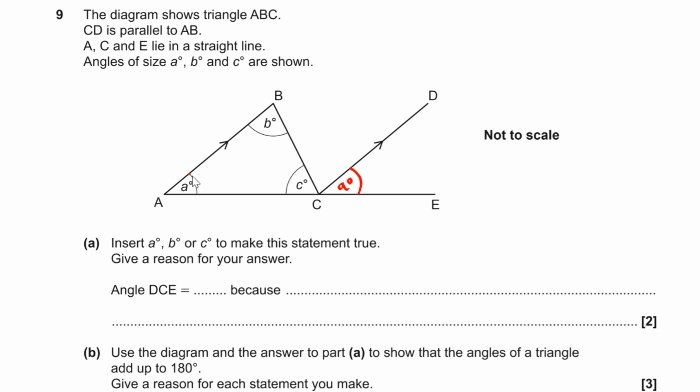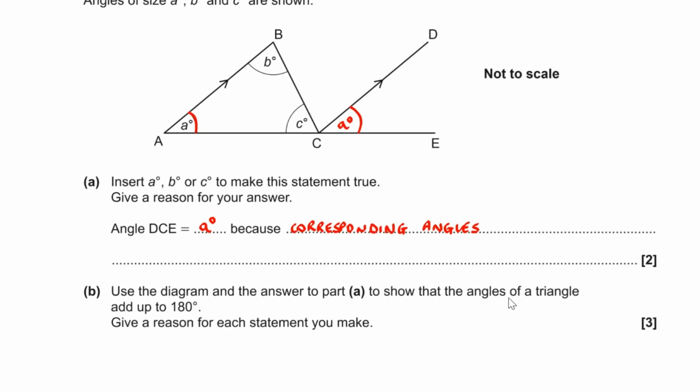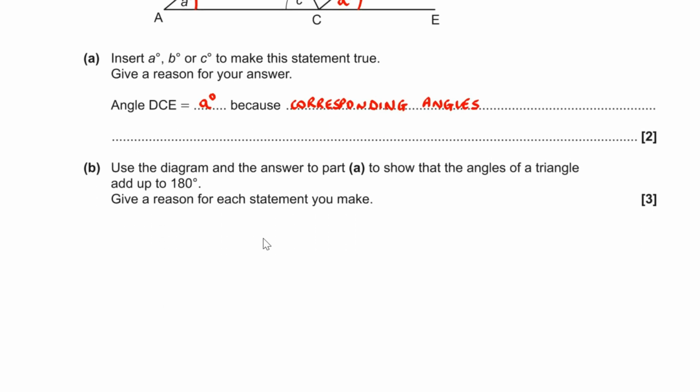So this angle is the same as this angle, because hopefully you can see we've got corresponding angles. So here we've got A degrees because we have corresponding angles. And we have to use the diagram and the answer to part A to show that the angles of a triangle add up to 180. And we have to give a reason for each statement we make.